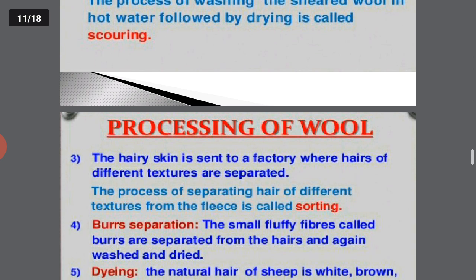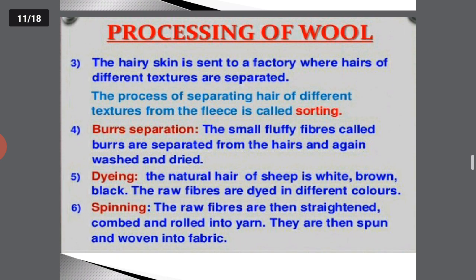Okay, let's move further. The third process is that the hairy skin is sent to a factory where hairs of different textures are separated. As we all know, there will be different kinds of hair on the body of a particular animal, and they will be separated. The process of separation of hair of different textures from the fleece is called sorting.